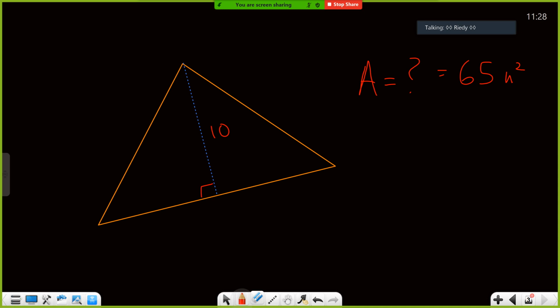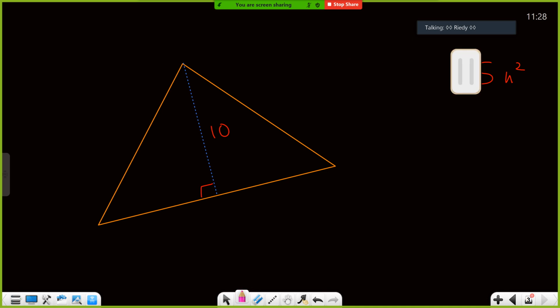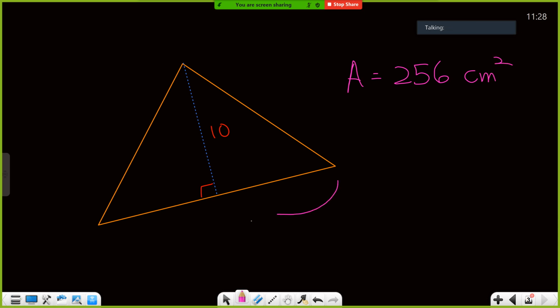Okay, let's change the problem. Let's get rid of that. Let's change the color into pink. Get rid of that problem. And suppose the area is 256 centimeters squared. How long's the base?